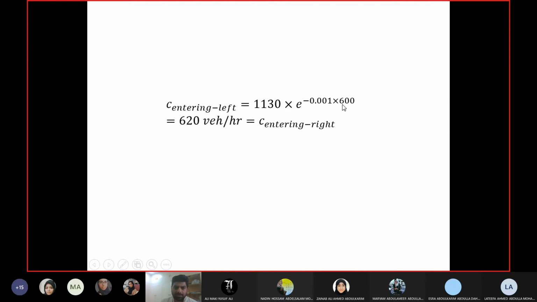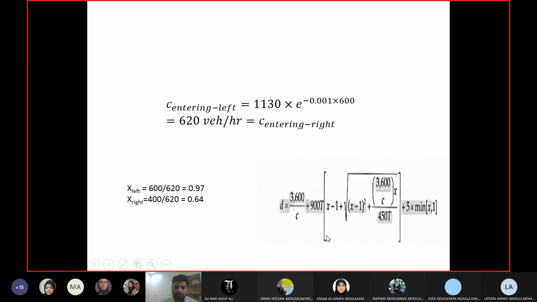See, VC is 600. Then you calculate X for the left hand side and right hand side lane. Although the capacity is the same, the volume is different, so the X will be different. For the left lane, it will be 600 upon 620, where 600 is the volume of the left hand side lane, so X is 0.97, and 400 upon 620 for the right hand side lane, because the volume is 400. So you have the X values, and then you apply this equation.